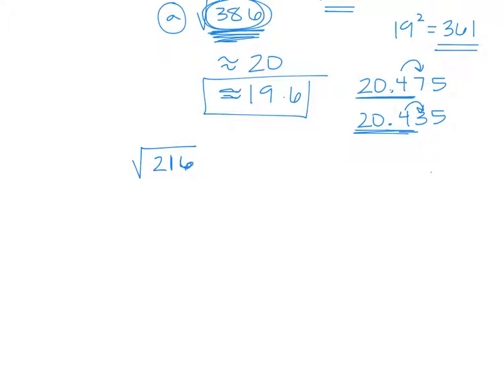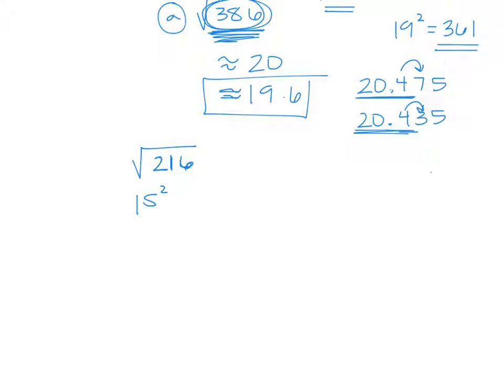Okay, so here's what I would do if I were you. When I ask you to estimate, I would start plugging in numbers. So the square root of 216, what is 10 squared? That's 100, so we're really not close. So let's try 15 squared. That's 225. That's pretty close, right?